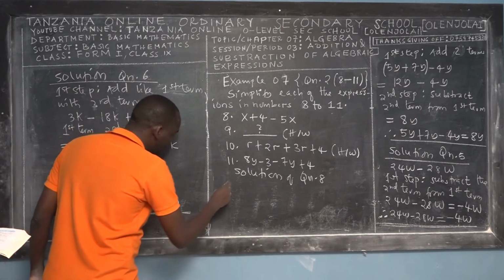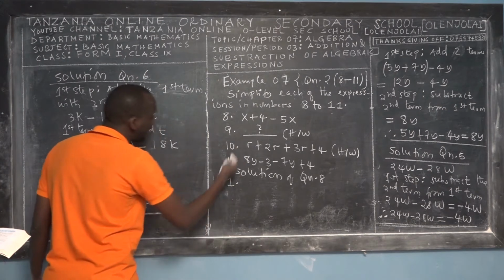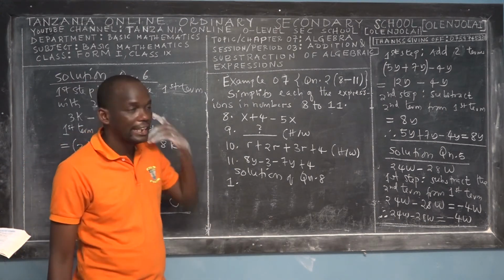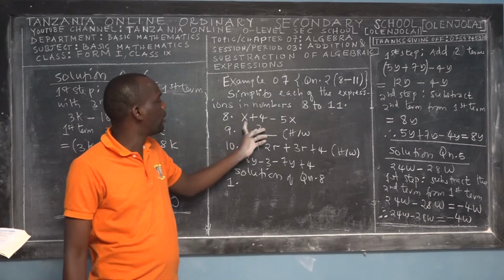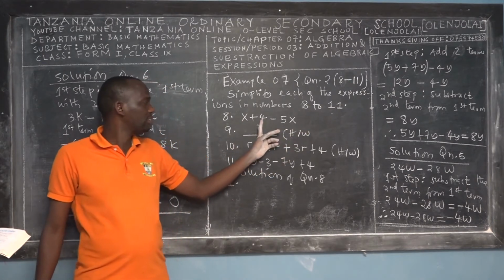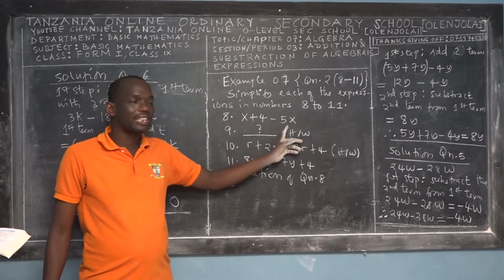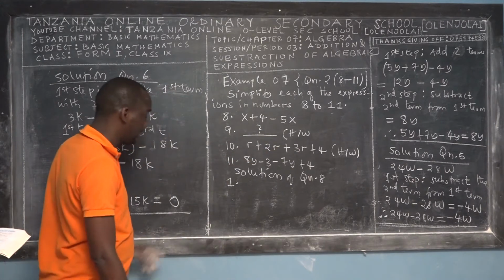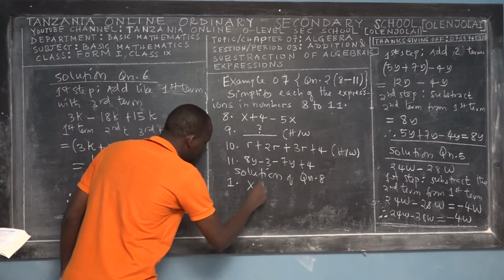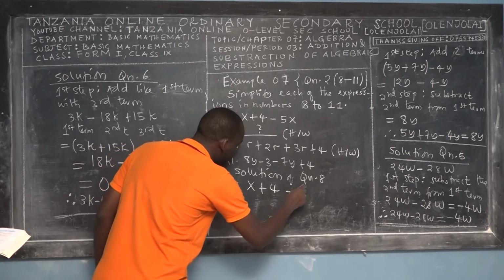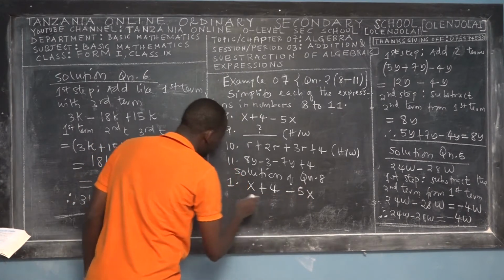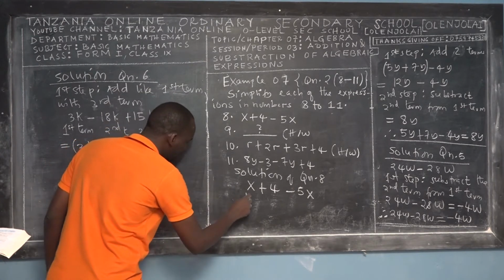If we observe now, at least we have 2 like terms. How many terms do we have? 1, 2, 3, right? Even this one is a term because here we have x to the power 0. How many terms? There are 3 terms. x plus 4 minus 5x. This is the first term.